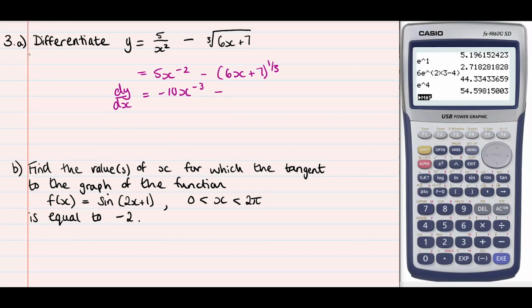Then we have minus a third, 6x plus 7, reduce the power by 1, so 1/3 take away 1 is negative 2/3, and multiply that by the derivative of the inside, which is 6. We can tidy that up, it's not absolutely necessary. I really don't like it how it is. We want the 6 and the third together, so this will be 6 divided by 3 is 2.